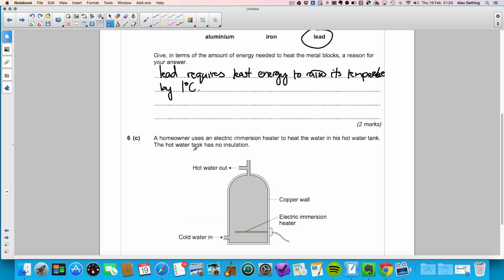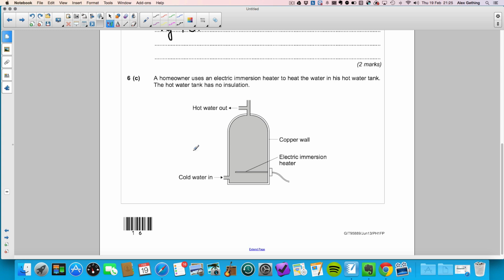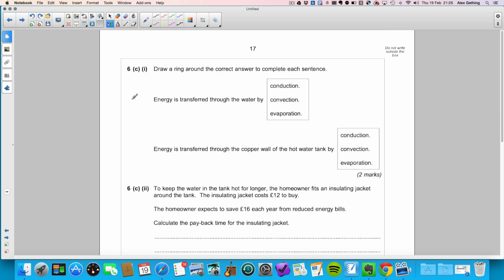6 part C, a homeowner uses an electric immersion heater to heat the water in his hot water tank. The hot water tank has no insulation. So you've got cold water coming in, there's the electrical heater, the immersion heater in there, it's made of copper, and there's the hot water that would come out. Okay? So the question, draw a ring around the correct answer to complete each sentence. Energy is transferred through the water by convection. Energy is transferred through the copper wall of the hot water tank by conduction. Okay, these are just definitions, you just need to learn and remember them, okay?